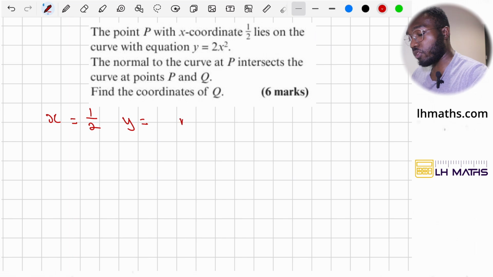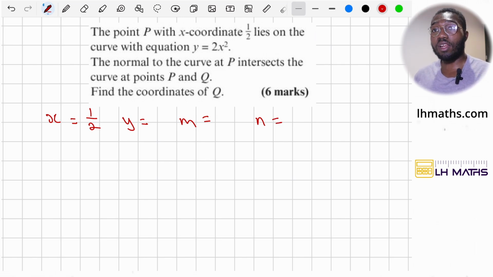We don't know what our gradient is, and we also need to work out the perpendicular gradient. So there are 3 unknown values we need to work out in order to work out the equation of the normal. First things first, let's work out our y value.